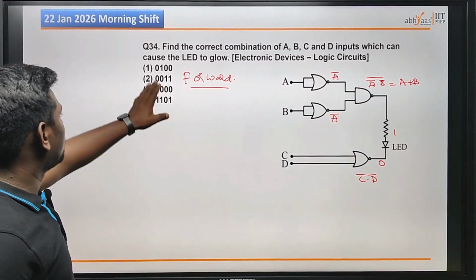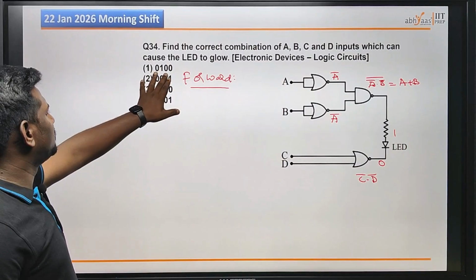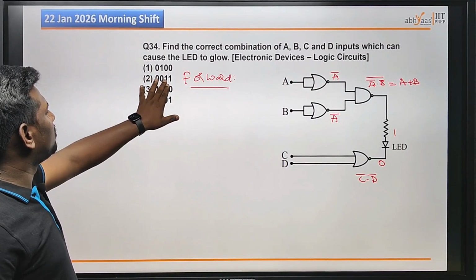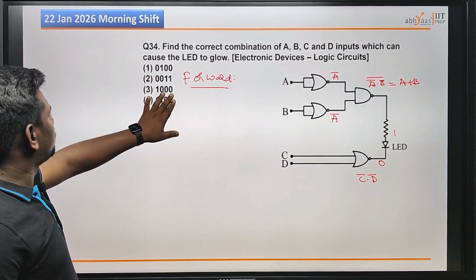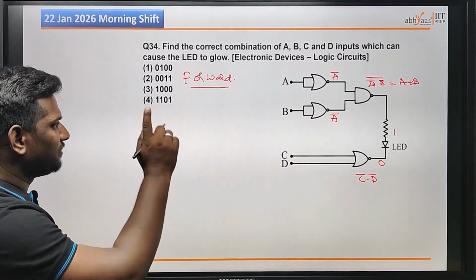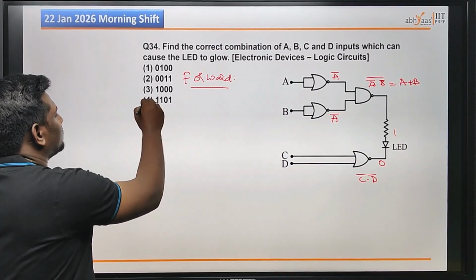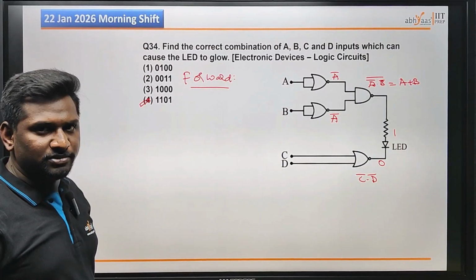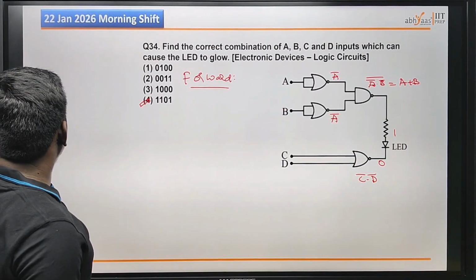So which is the option? 0100, 0011, 0111, or 1101. So if you check this one, you will get the answer 1101. Option 4 is the right answer.